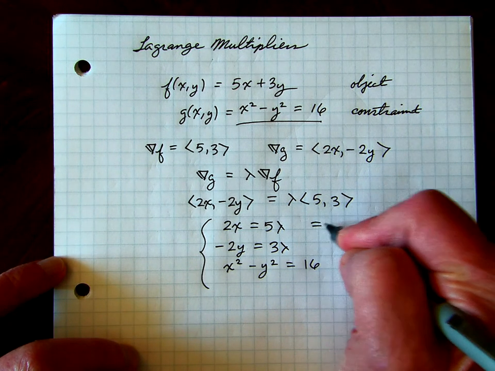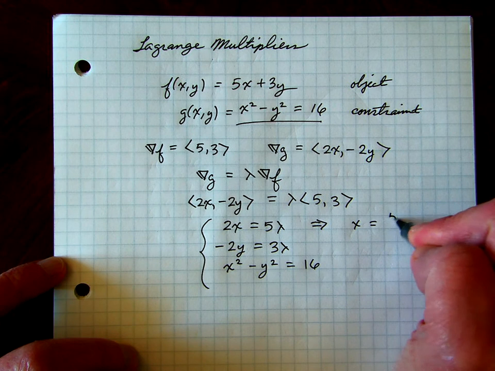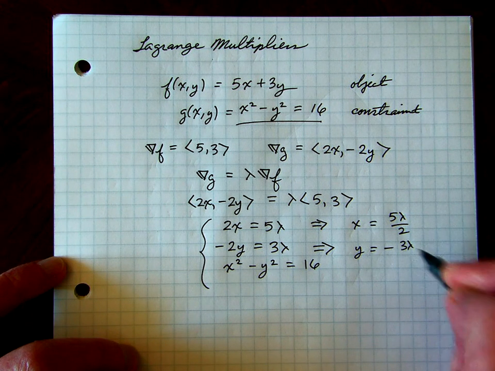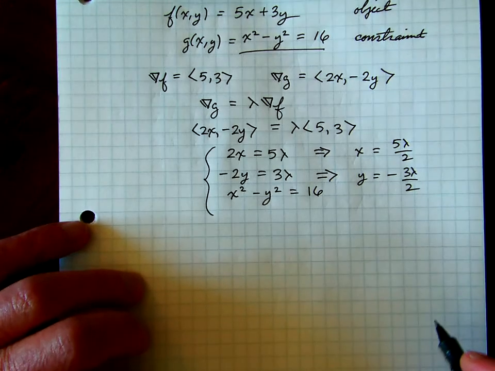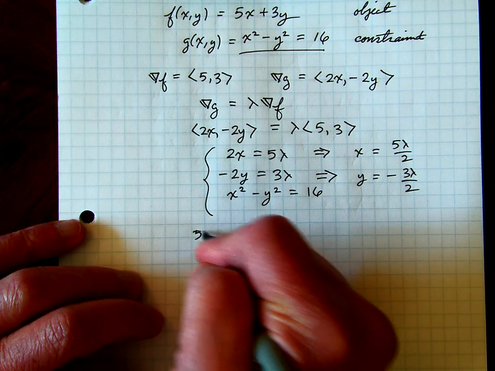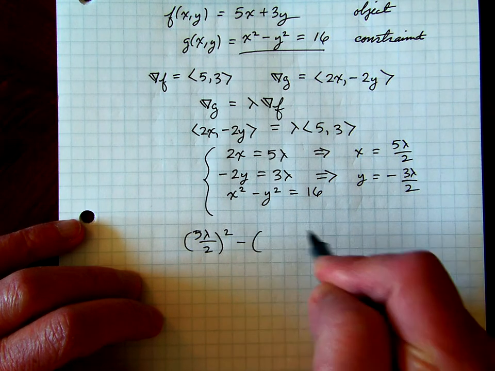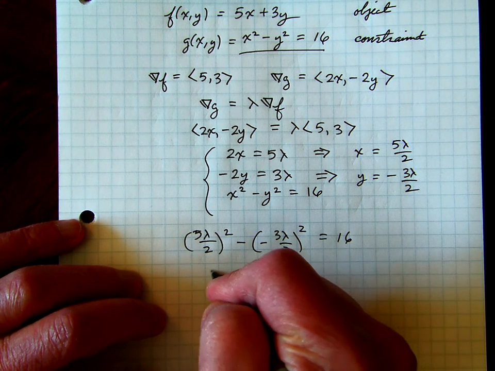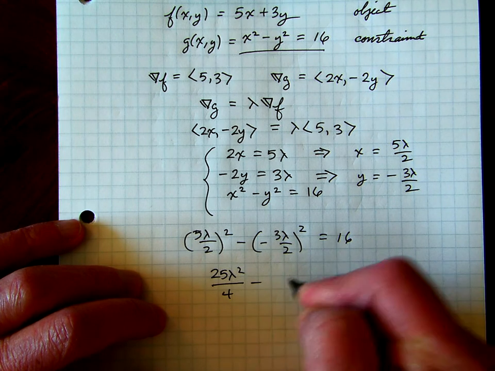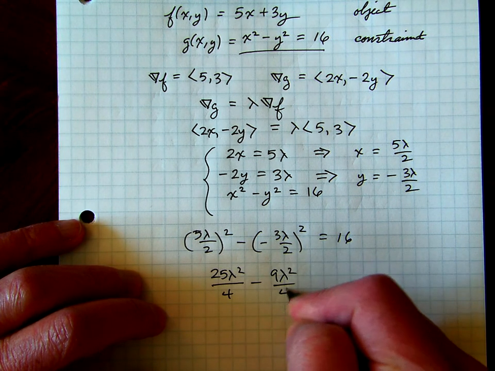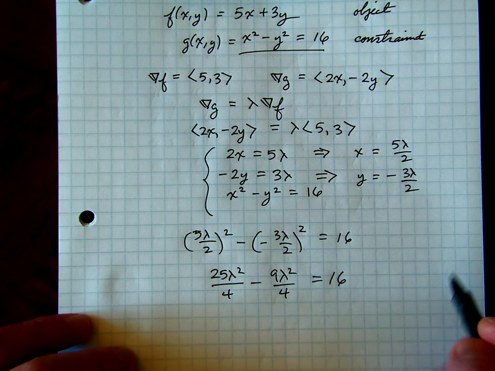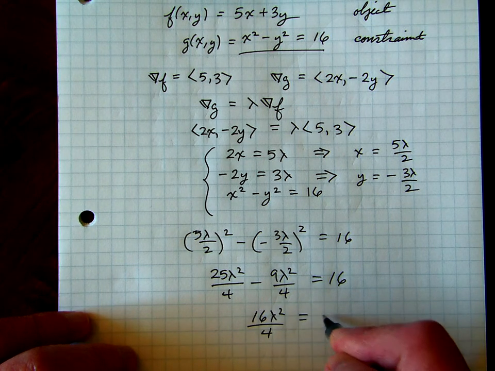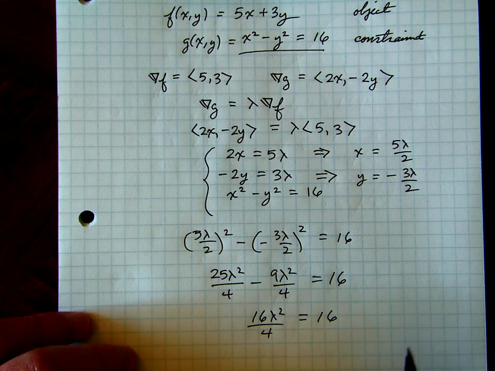So let's see. According to what I have here, x is equal to 5 lambda over 2. And this one tells me that y equals minus 3 lambda over 2. If I put these together into the third equation, I have (5 lambda over 2) squared minus (negative 3 lambda over 2) squared, all equal to 16. In other words, 25 lambda squared over 4 minus 9 lambda squared over 4 equals 16. At this point, 25 lambda squared minus 9 lambda squared, we're looking at 16 lambda squared over 4. So I hope you can tell that lambda squared had better equal 4.